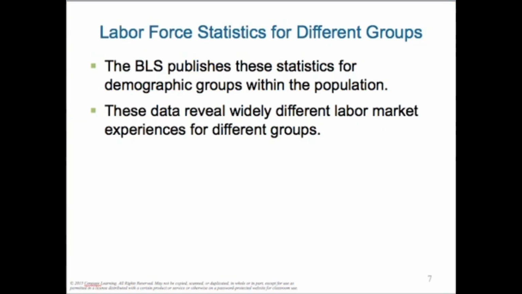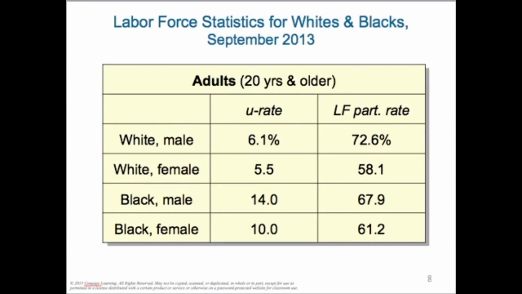Now, looking at labor force statistics from different groups, the BLS, the Bureau of Labor Statistics, publishes these statistics for demographic groups within the population. So you can look at labor force participation, unemployment, and so on across many different demographics. These data reveal widely different labor market experiences for different groups. So let's take a look. You can break people down by, say, white and black. You can break them down by male and female. And you can see the unemployment rates by different demographics.